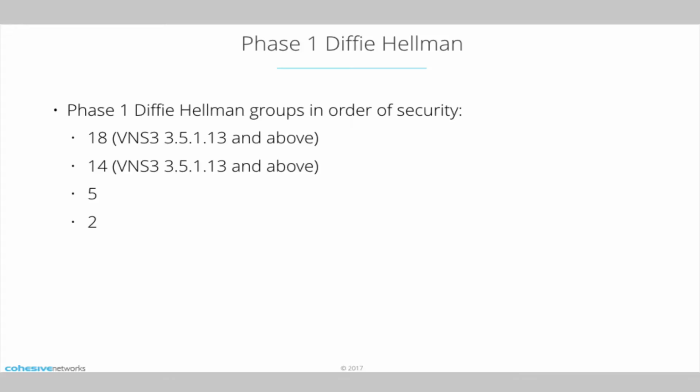Phase 1 Diffie Hellman, again in order of security. There is an 18 that some people are using now. We're seeing a move to 14, but most of your connections are going to be 5. And these literally just represent, each of these represents actually a byte specification of how the algorithm and the computation is done.